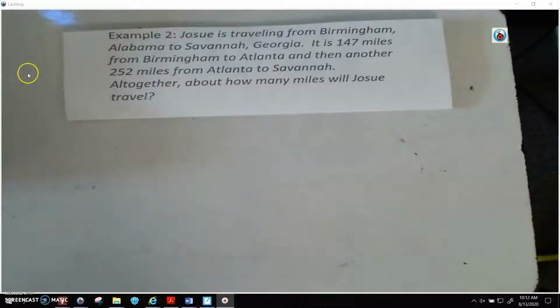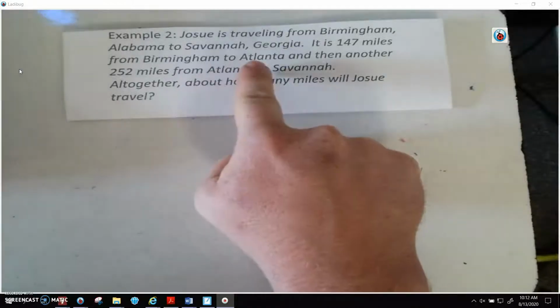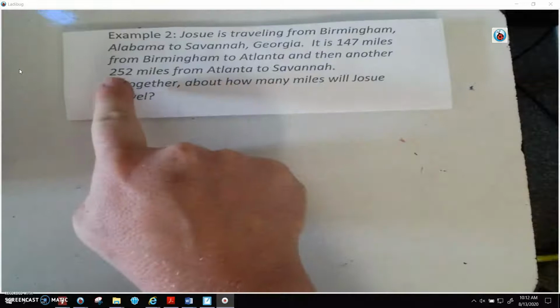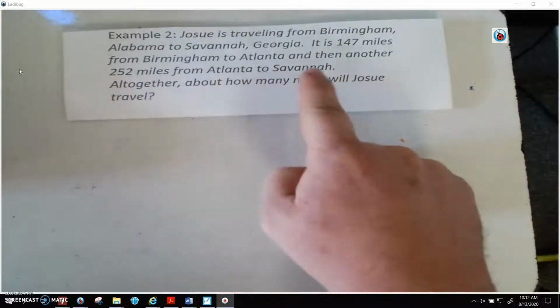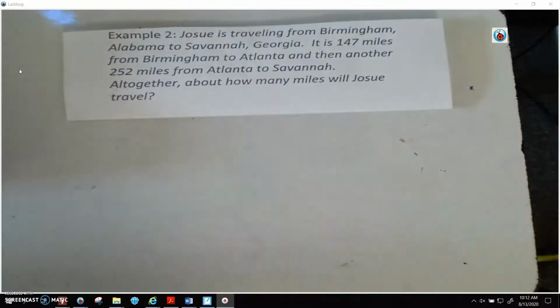I have one more example for us to go over together today. Example 2. Josue is traveling from Birmingham, Alabama to Savannah, Georgia. It is 147 miles from Birmingham to Atlanta, and then another 252 miles from Atlanta to Savannah. Altogether, about how many miles will Josue travel?